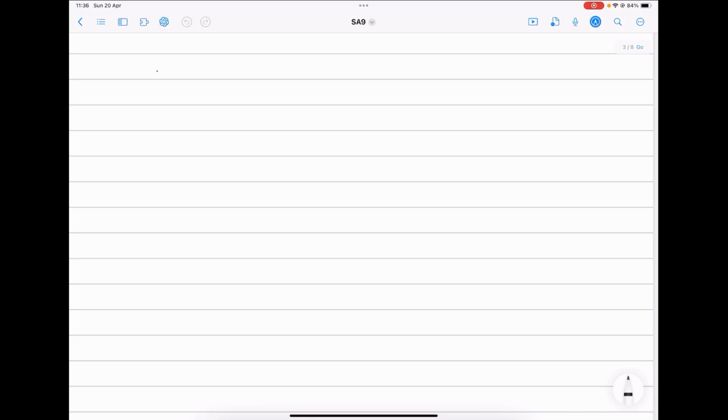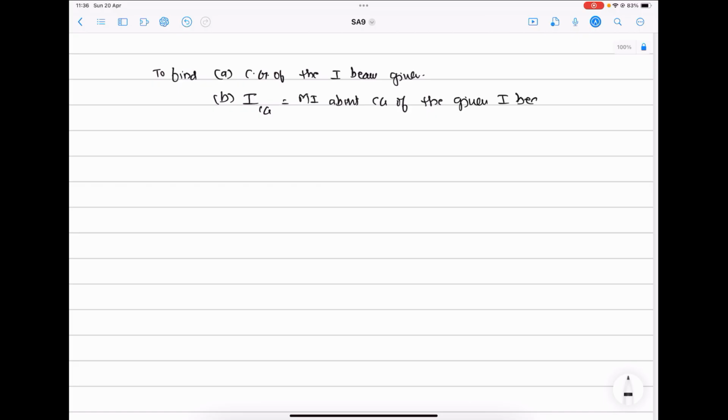To find the center of gravity of the I-beam given, and ICG, that is the moment of inertia about the center of gravity of the given I-beam. Now, to find the center of gravity, what do we require? First, let us go for finding the center of gravity of the given I-beam.